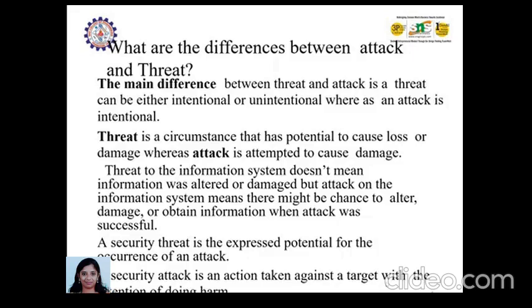A threat is a circumstance that has the potential to cause loss or damage, whereas an attack is an attempt to cause damage. A threat to the information system does not mean the information will be altered or damaged, whereas with an attack on the information system, the chance to alter or damage it is 100% confirmed, and the data will be destroyed successfully. So a security threat is the expressed potential for the occurrence of an attack, whereas a security attack is an action that takes place with the intention of doing harm.